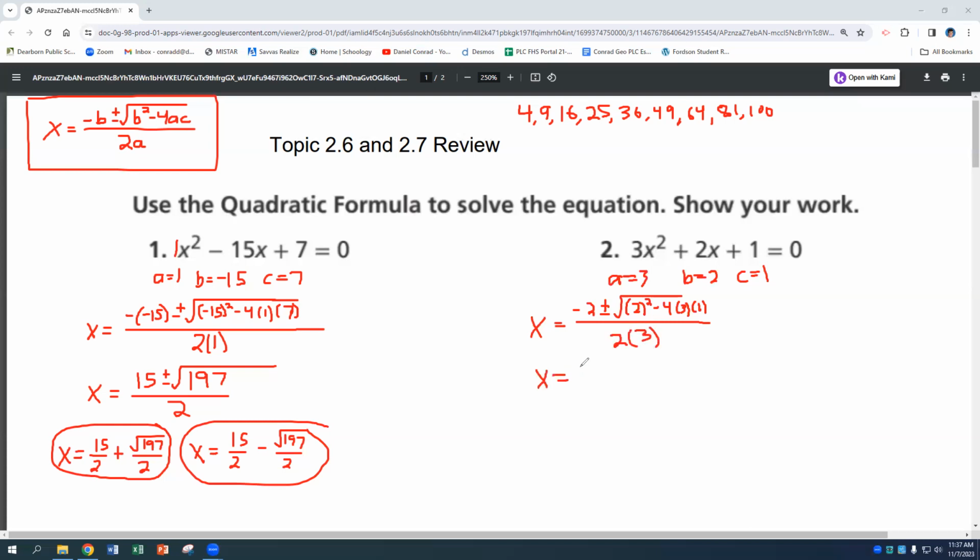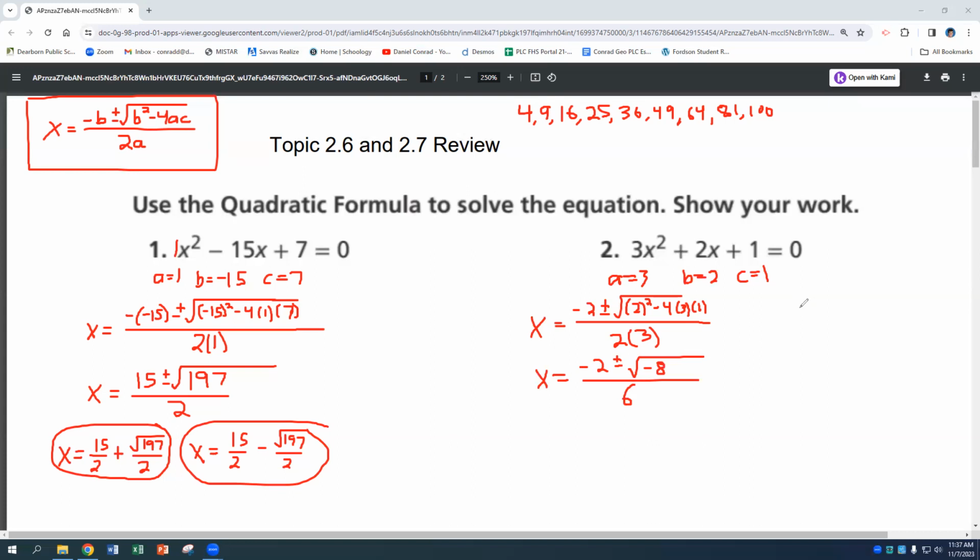Okay, this is going to give me negative 2 plus or minus. 2 squared is 4. That's going to be negative 10. Right? 4. Oh, negative 8. I'm sorry, negative 8. Okay, all over 6.